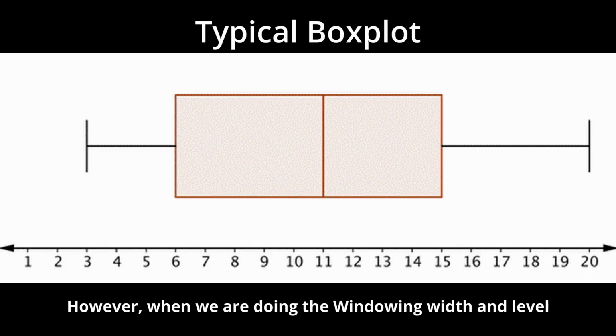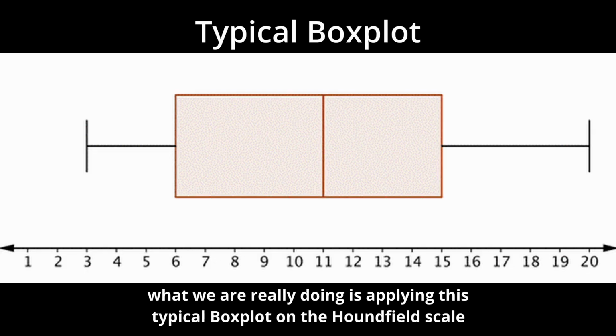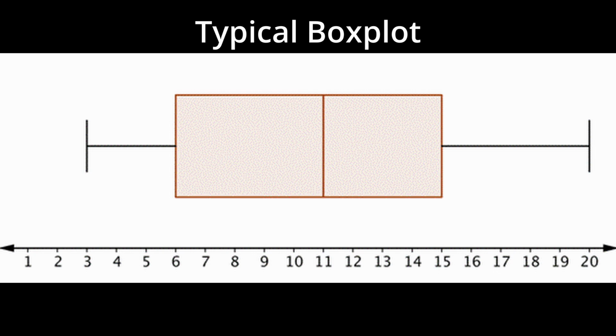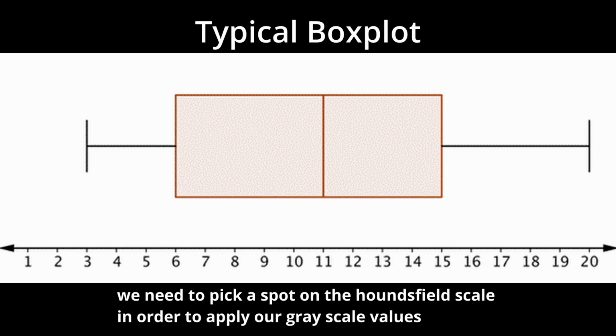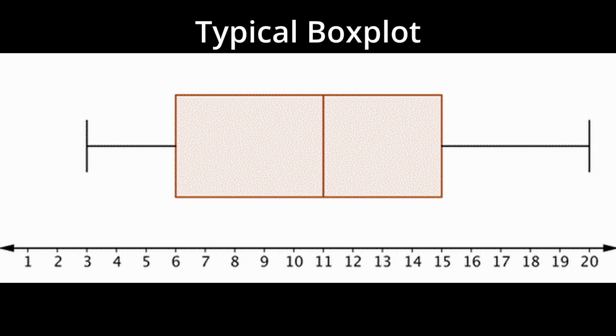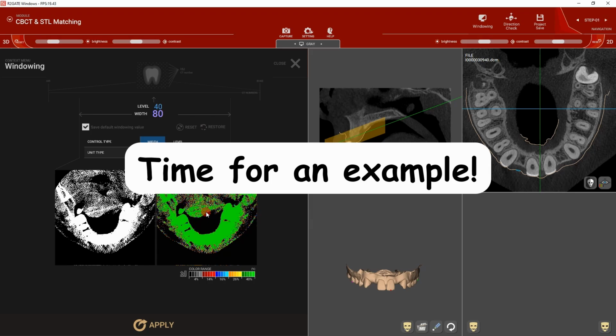However, when we are doing the windowing width and level, what we are really doing is that we are applying, for example, this typical box plot on the Hounsfield scale. Since we cannot perceive more than 4000 density values, we need to pick a spot on the Hounsfield scale in order to apply our grayscale values. So now we're gonna go ahead and make an example.